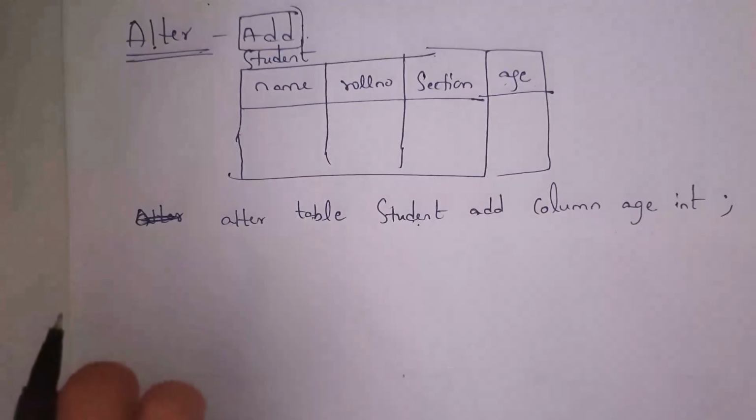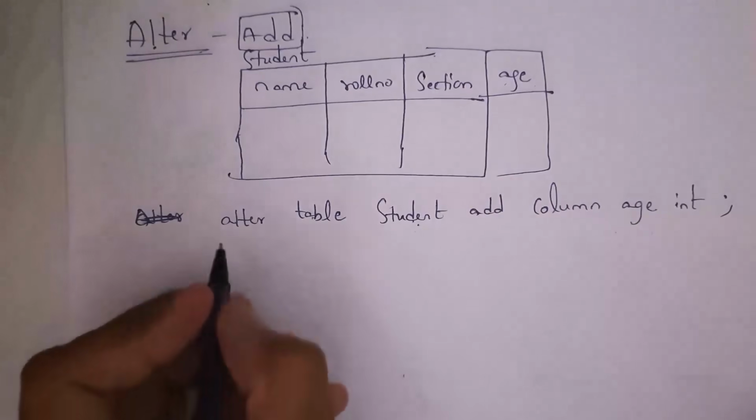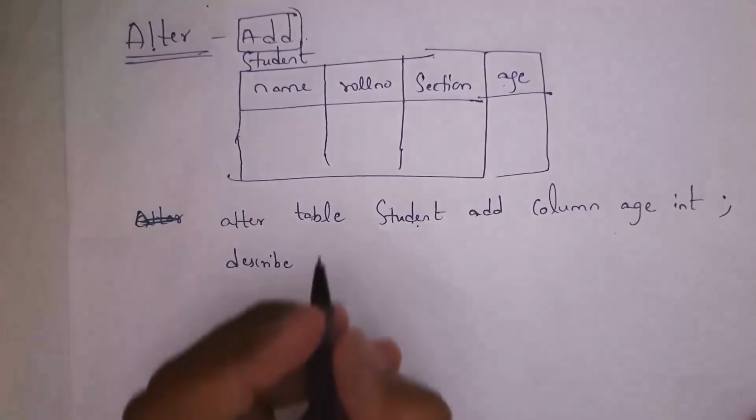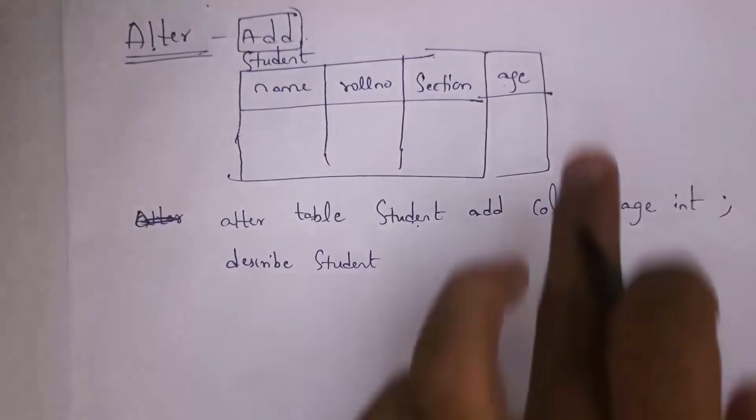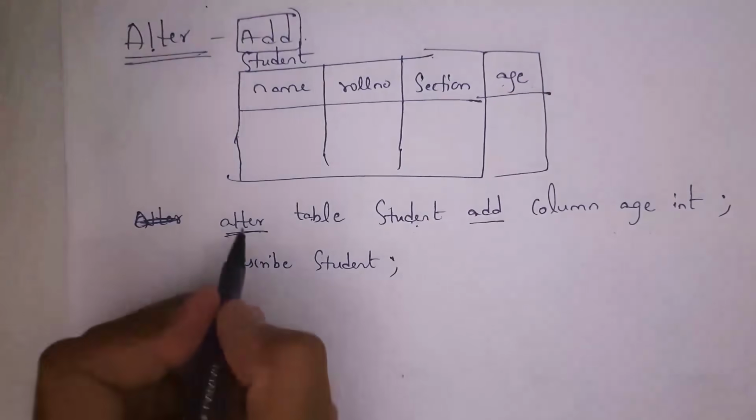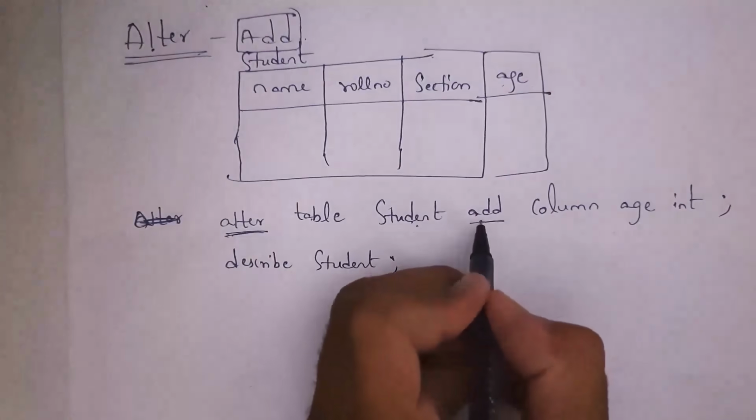I want to check whether the column is created or not. So just write here describe and my table name is student. Whenever you write describe student, it will display this output. You can see the new column with the name age. By using alter add, you can add a new column.